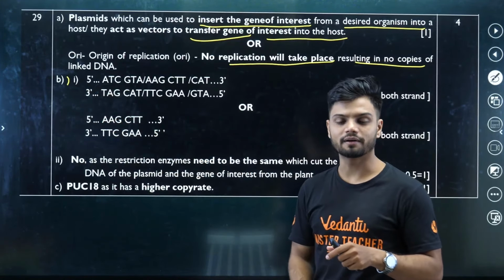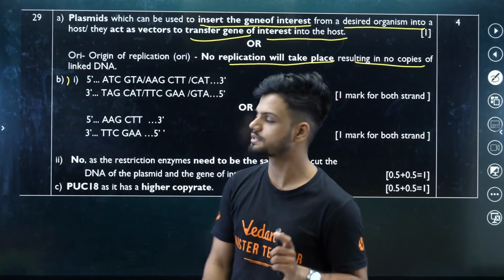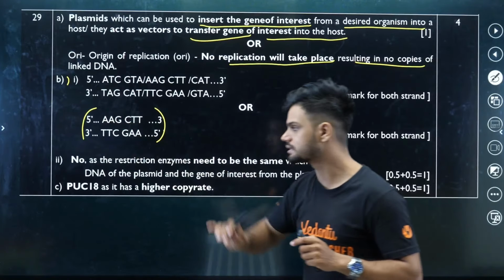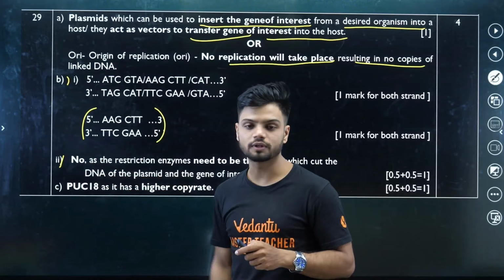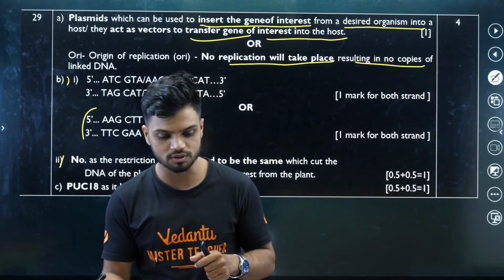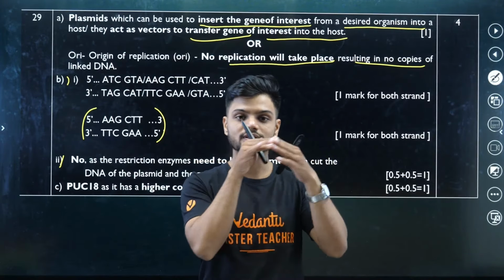That is, they're asking us to identify which is the palindrome sequence here, which we already discussed. Now, then we have question number B, that was nothing but can we use different types of restriction enzymes, one for cutting the piece of DNA, one for inserting.